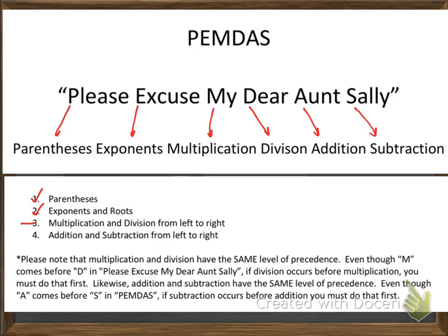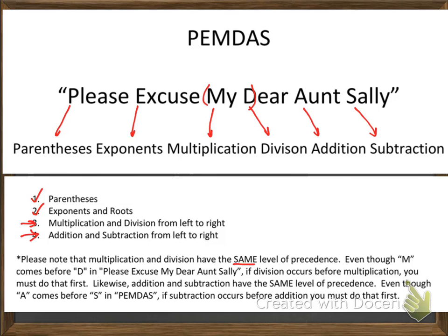Then we have multiplication and division from left to right. And this is where it gets a little bit tricky. Since the M comes before the D, most students rightly assume, as one would, that multiplication is before division. But the truth is, multiplication and division have the same level of precedence. They have the same priority. So if I come across division before multiplication, I'm going to do that first. And if I happen to come across multiplication before division, that's okay too. I will do that first. So again, even though M comes before D in PEMDAS, M and D are actually together. They have the same level of precedence, the same priority.